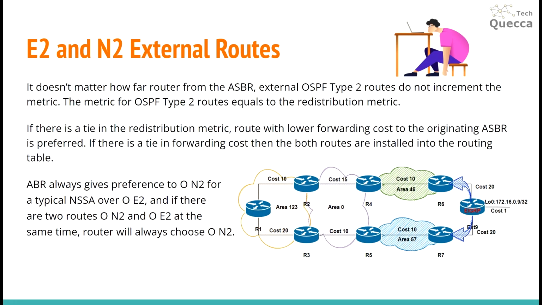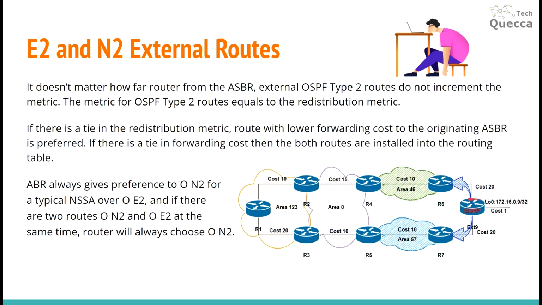Type 2 external routes: it doesn't matter how far the router is from the ASBR. External OSPF type 2 routes do not increment the metric. The metric for OSPF type 2 routes equals the redistribution metric. For example, in our network, we have the same story.